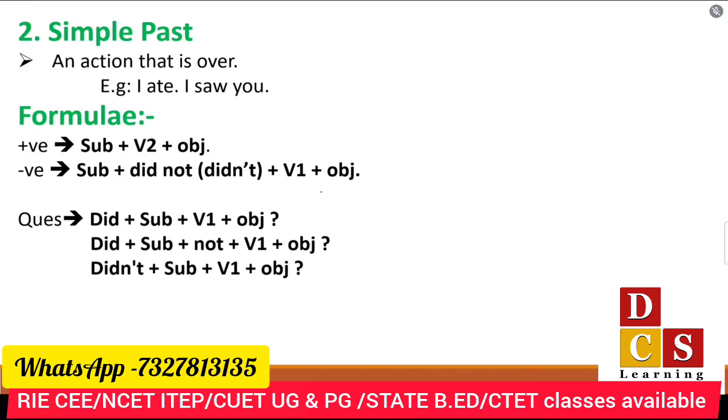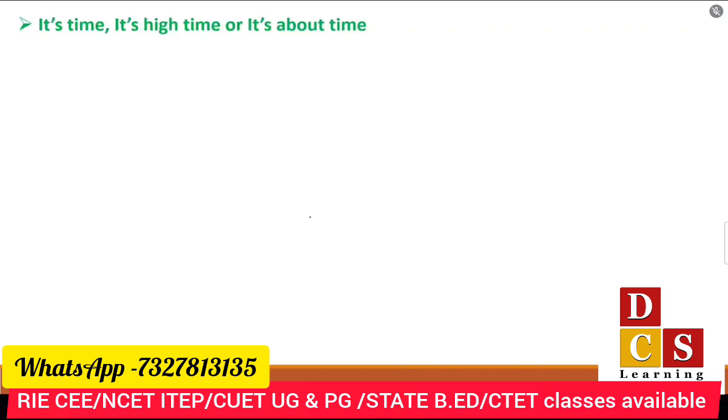Okay, see here now. This is an important thing. This is a very common, important one. Questions are asked from this topic. See, it's time, it's high time, or it's about time. A sentence starting with any of these three expressions. It's time, it's high time, or it's about time. Just see it carefully, then I'll explain to you.